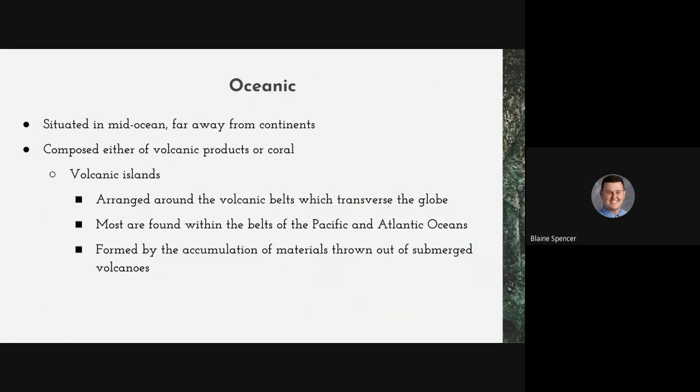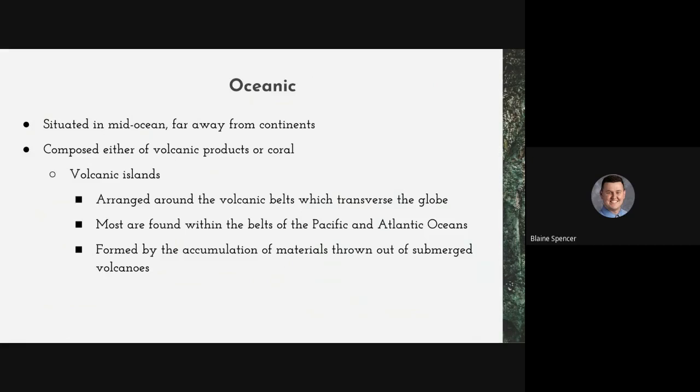So as an example, what's one of our states here in the US that's an oceanic island? That's right, Gage. Hawaii. Hawaii is an example of an oceanic island.